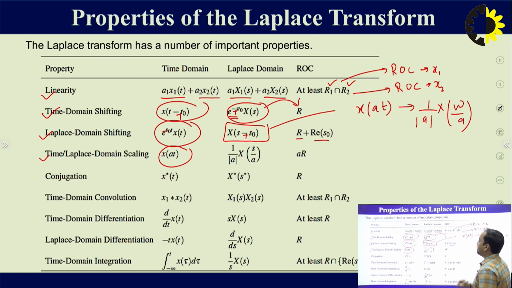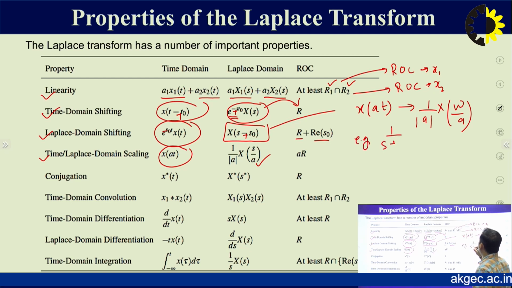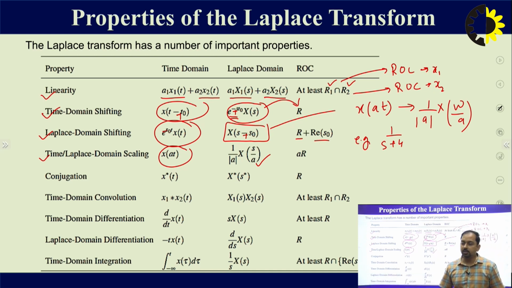A similar kind of property we can derive with the help of Laplace transform also, and we can see that we have 1 by mod of a times X of s by a. So for example, if we have 1 by s plus 4 and we perform scaling in the signal, accordingly we have to replace s by s by a. So the new pole will be at minus 4a. So the ROC will be multiplied by that particular factor a.